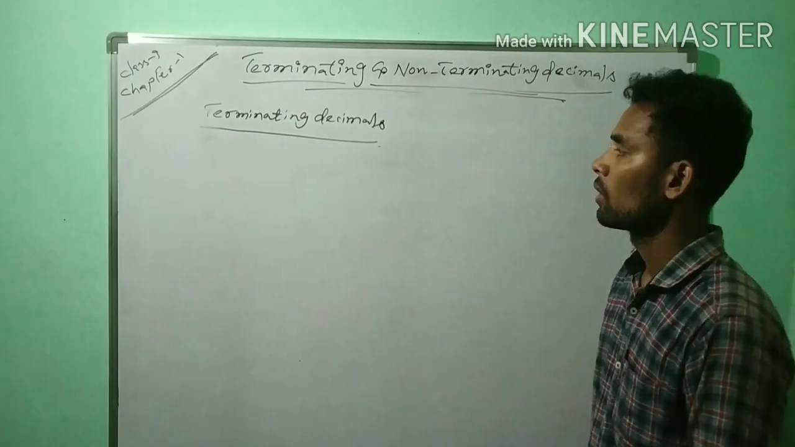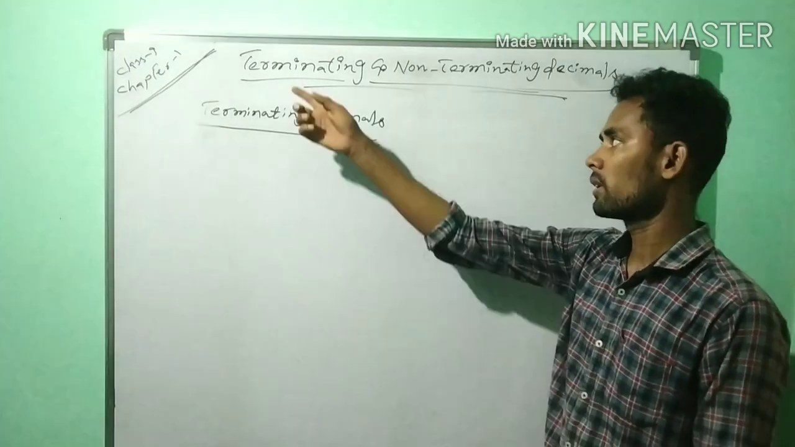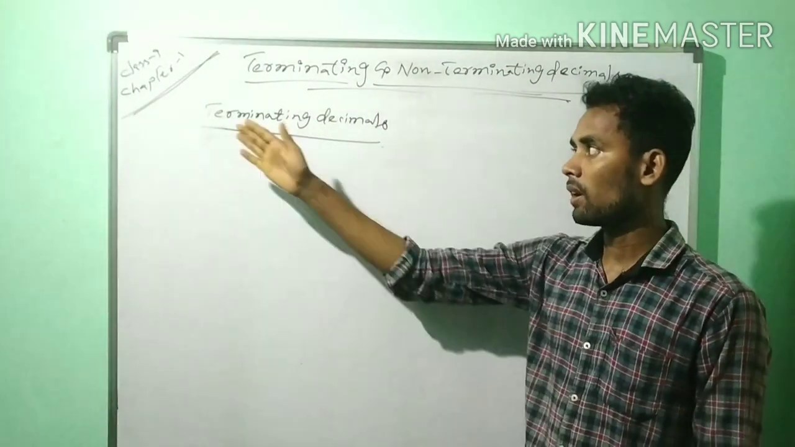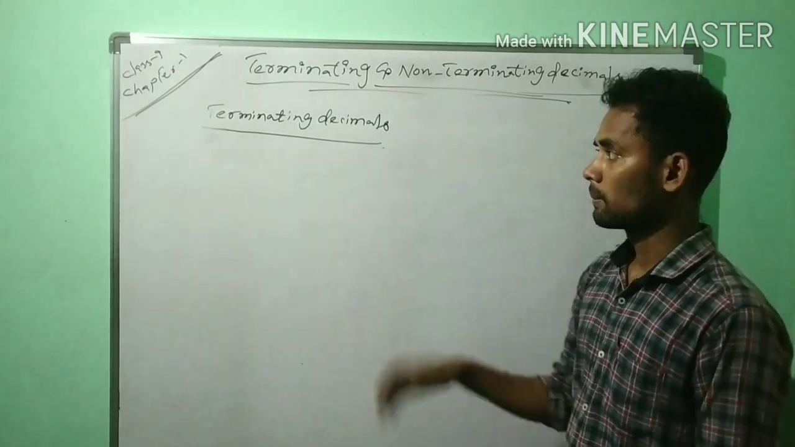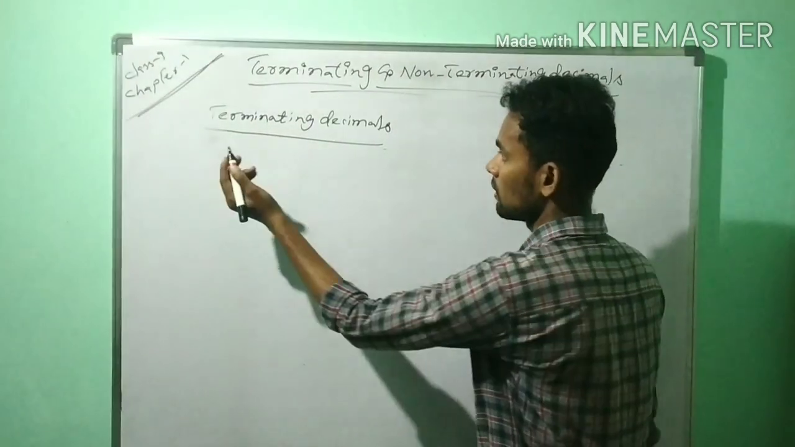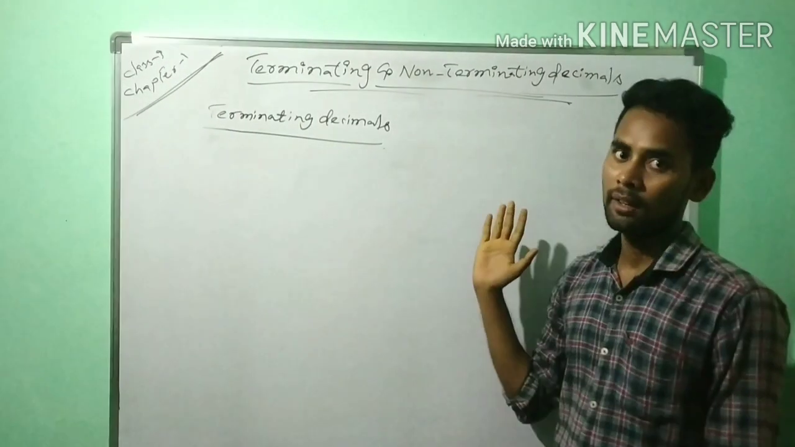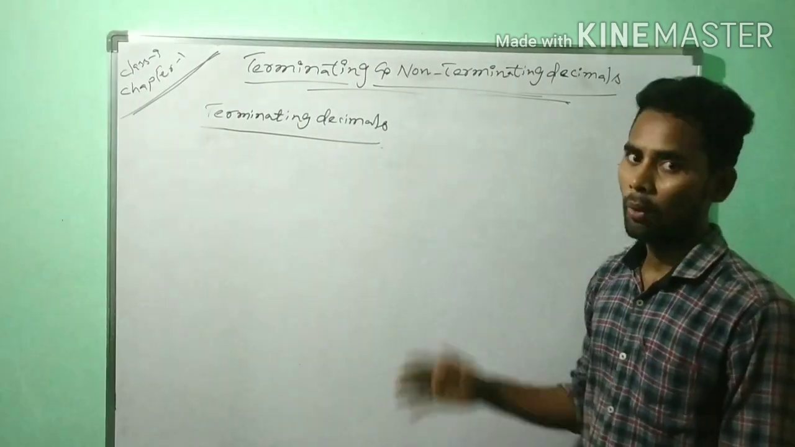Hi students, today we are going to discuss terminating and non-terminating decimals. So first of all, terminating decimals. What are terminating decimals? Terminating decimals are those numbers which come to an end after the decimal point.